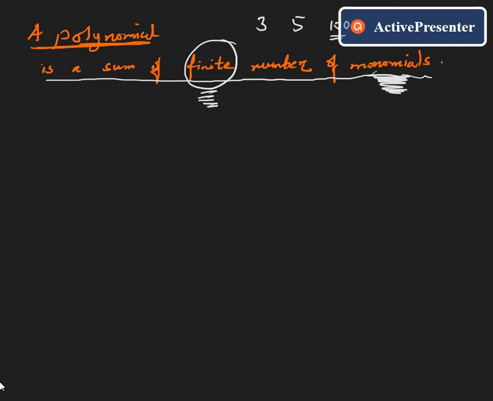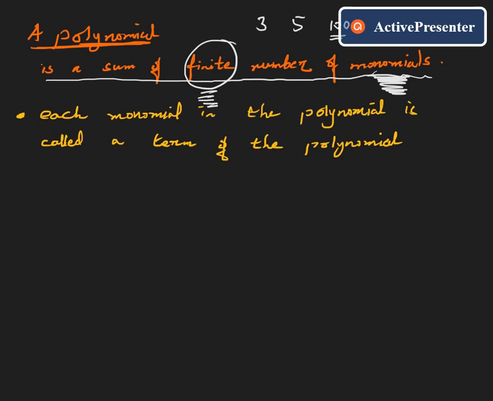If something is not a monomial, for example x to the power minus 1, then it should not compose a polynomial. A polynomial shouldn't have a negative degree. Each monomial in the polynomial is called a term of the polynomial. Also, the degree of a polynomial is the greatest of the degrees of the terms or monomials.